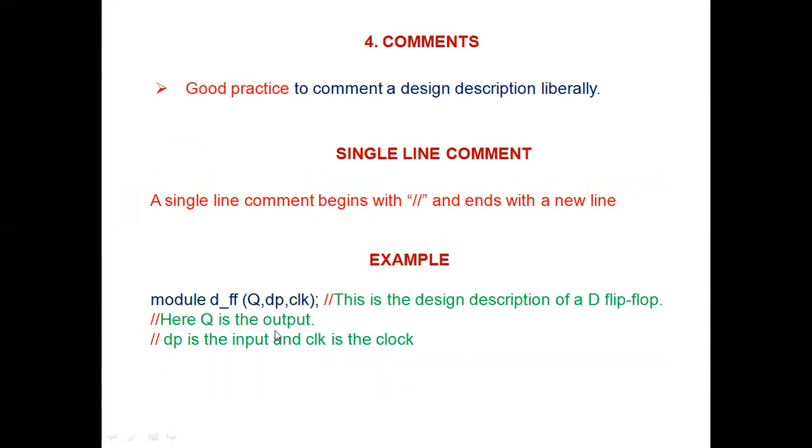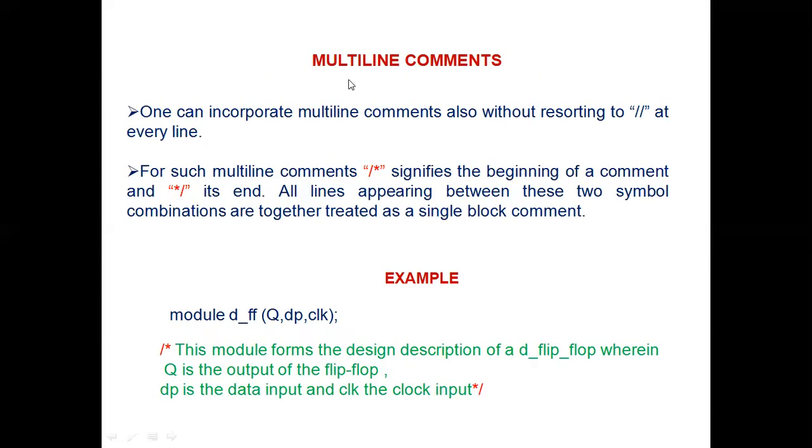So in order to give this text, you have included this double slash symbol 3 times in every new line. In order to avoid that, we can use multi-line comments. So for such multi-line comments, what is the symbol we have to use? This is slash star. It signifies the beginning of a comment and star slash at its end. All lines which appear between these two symbol combinations are together treated as a single block comment. Whatever text you write between these symbols, we call it a multi-line comment.